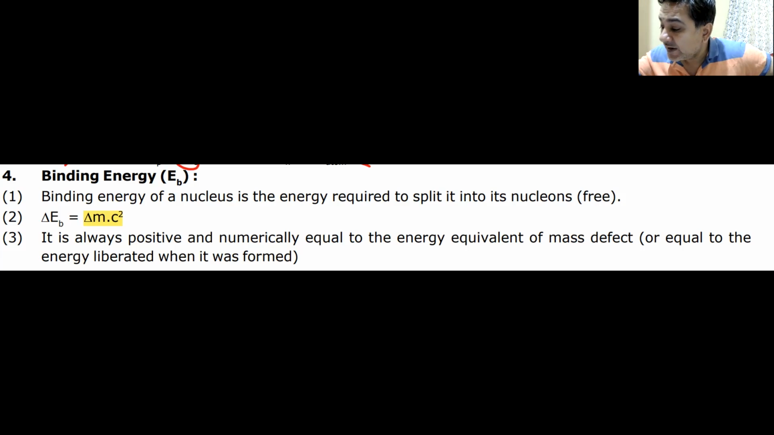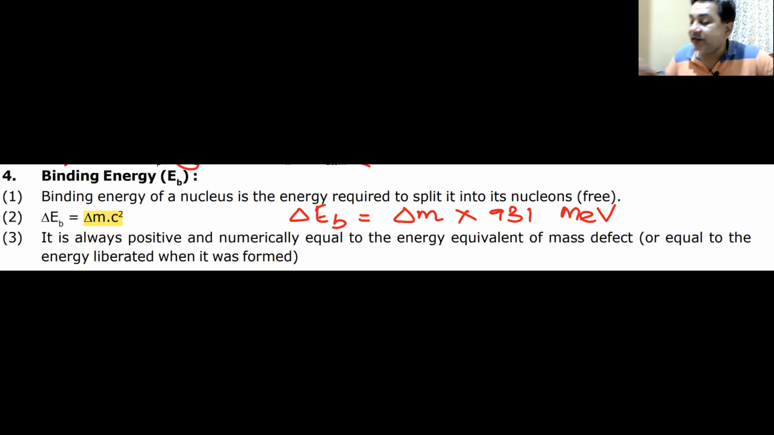I can have one more formula for this. I can write this binding energy as the mass defect in AMU multiplied by 931 mega electron volts. You understand how I've written this? One AMU is 931 mega electron volts. I find out how much the mass defect is, I simply multiply by 931, and I get my answer. Correct. This is how binding energy and mass defect are related to each other.